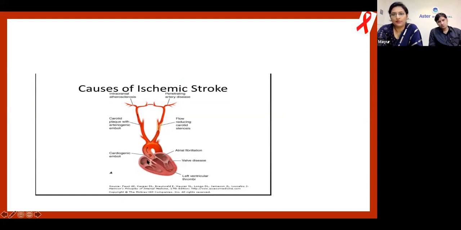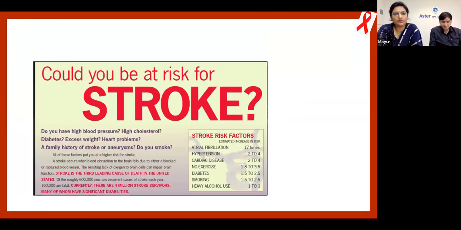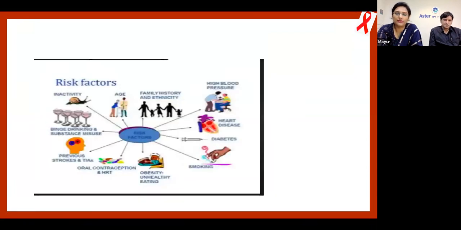Then there are some blood conditions, like if the blood clotting tendency is more, like the blood tends to become more sticky and clots, various coagulation disorders like sickle cell anemia and other coagulopathies. So all these causes. Now, apart from this, there are what we say as risk factors for stroke. What are the risk factors for stroke?